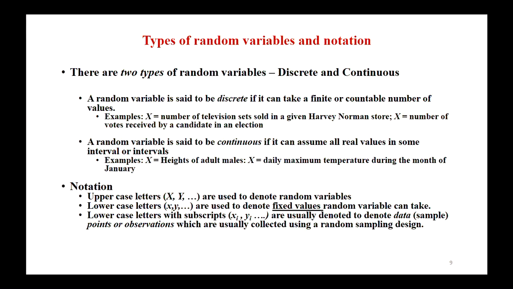Conversely, we say that the random variable is continuous if it can assume all real values in some interval or intervals. So, for example, heights of adult males would be continuous. Okay. Or the daily maximum temperature during the month of January, that would also be continuous. It can take any value.